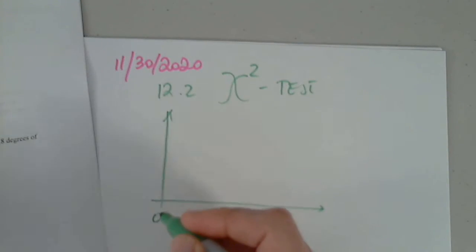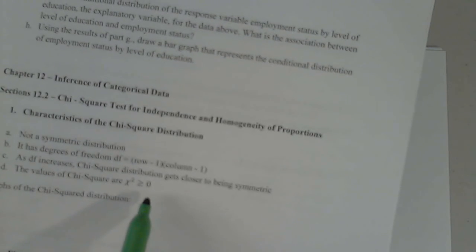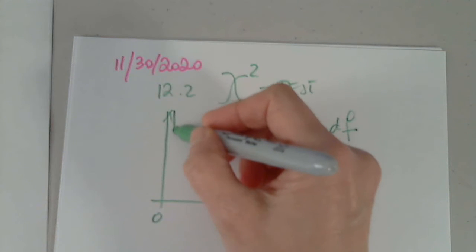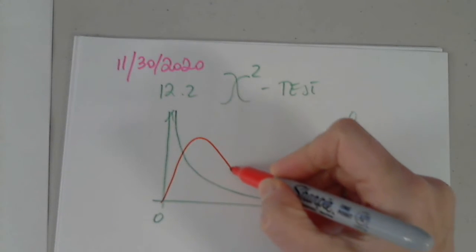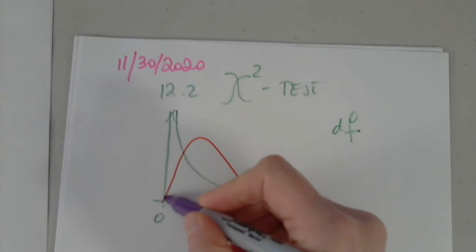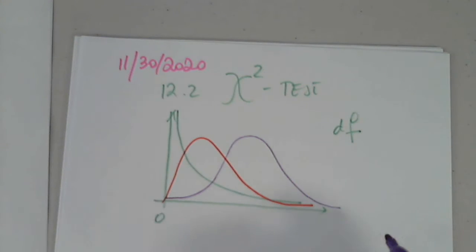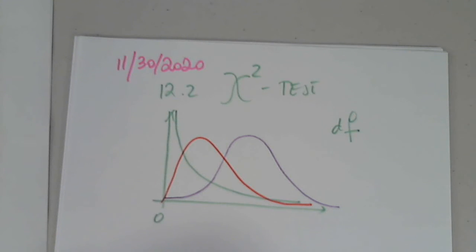So first of all the values, as you see in part D, all values have to be greater than or equal to 0. And it depends on the degrees of freedom. For some degrees of freedom, it has this shape. For others, it has this shape. For others, it has this shape. But as you see, as degrees of freedom increase, it gets closer to being symmetric. But always greater than or equal to 0.